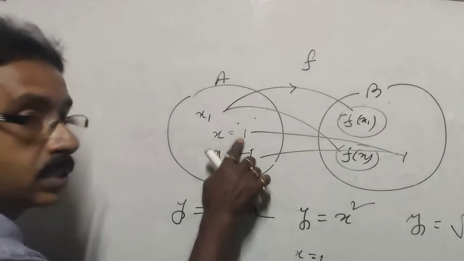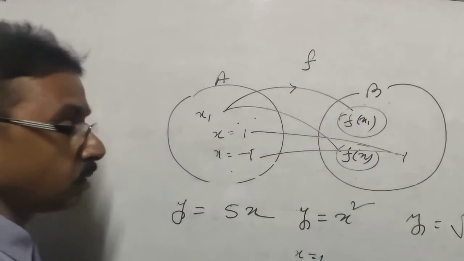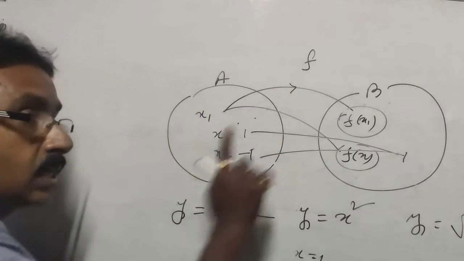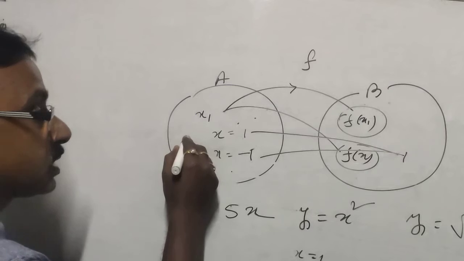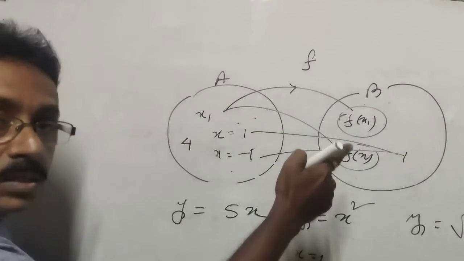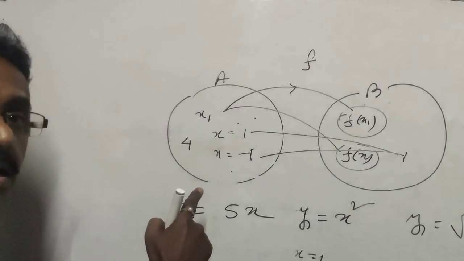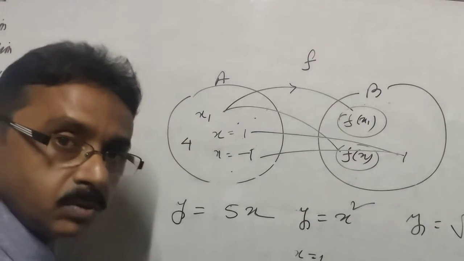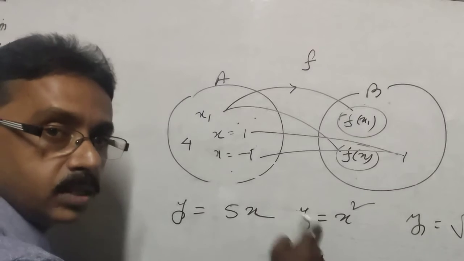For x equal to 1, it has only one image, 1. For x equal to minus 1, it also has only one image. Suppose x is 4, then 4 square is 16, so the image of 4 is 16. So each and every element has an image, and that image is unique. So this is also a function.